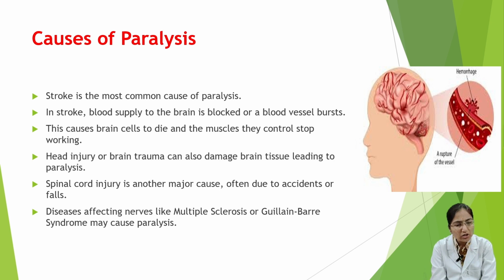Head injury or brain trauma can also damage brain tissue, leading to paralysis. Spinal cord injury is another major cause, often due to accidents or falls. Diseases affecting nerves like multiple sclerosis or Guillain-Barré syndrome may cause paralysis. These are the causes of paralysis.